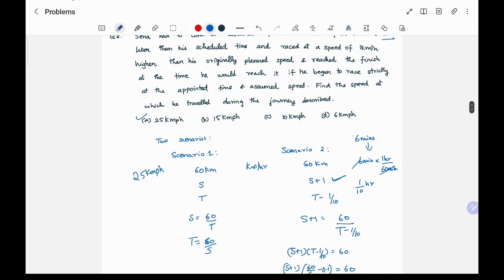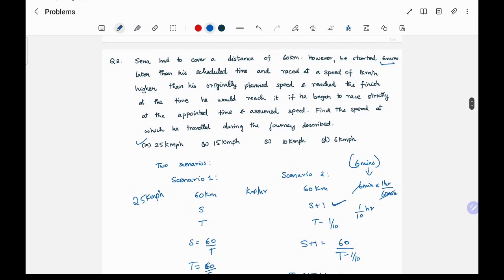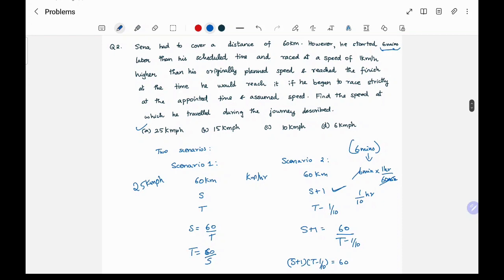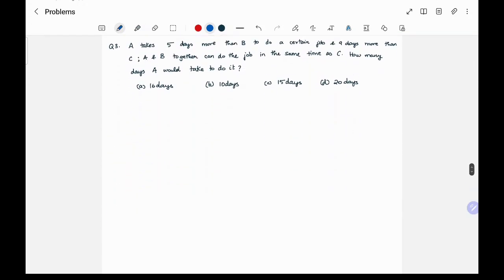So that is why I said we should always be careful with the units. Otherwise we might go wrong. So always take special care to make sure that all quantities are in the same units. Okay. Third question.